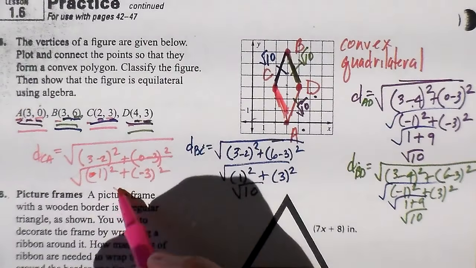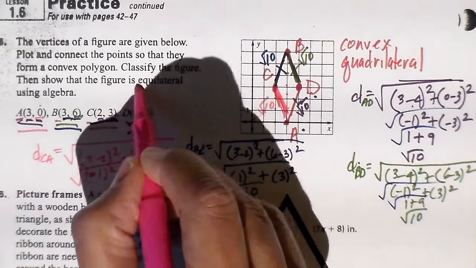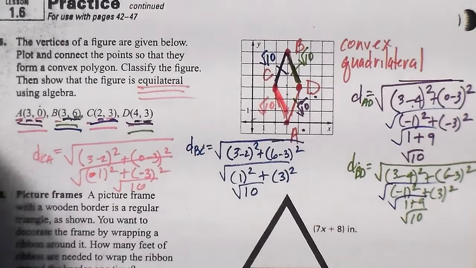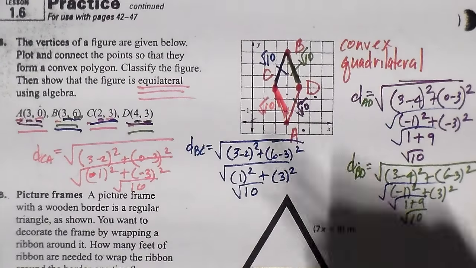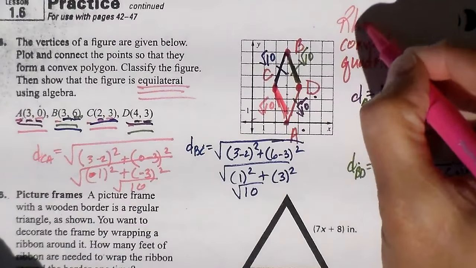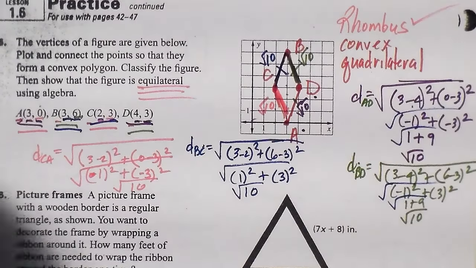And what's that going to end up with again? Square root of 10. So you've just proven that this is equilateral. All of the sides are square root of 10. So what does that mean if it's a quadrilateral and all 4 sides are congruent? For sure, I know it's a rhombus, right?